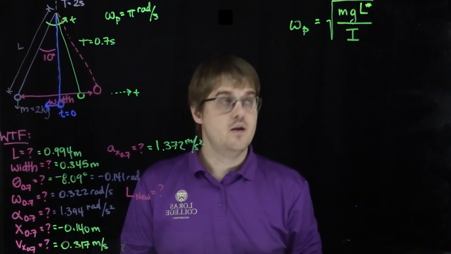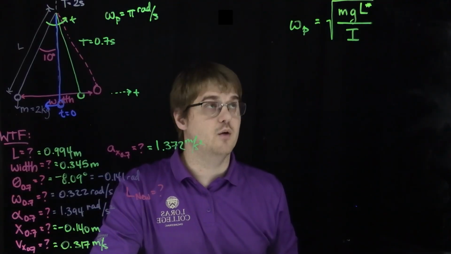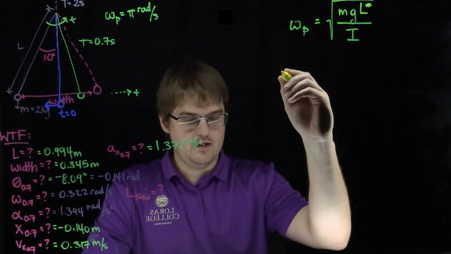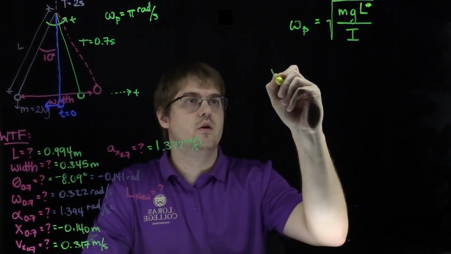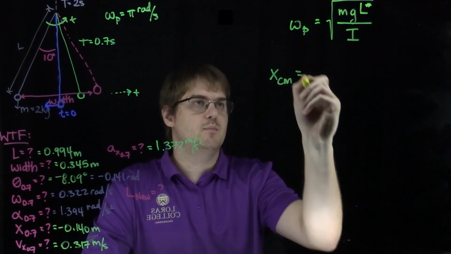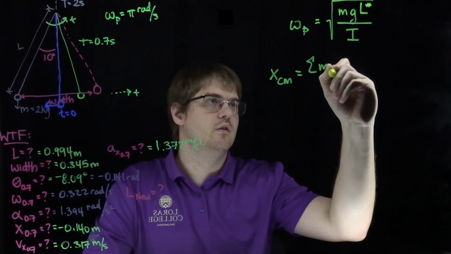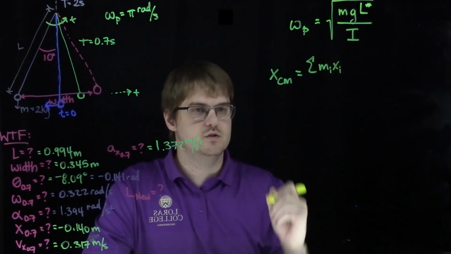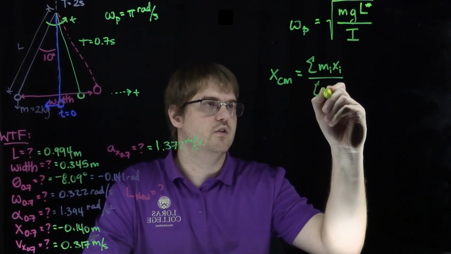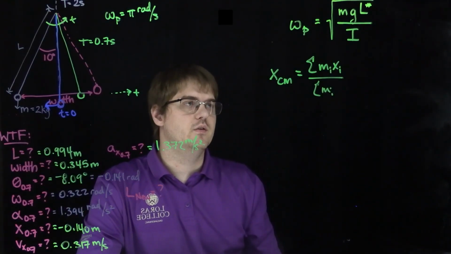Okay? Because that length is the length to the center of mass of my overall piece. So in order to find that, I need to figure out my distance to my center of mass. My distance to my center of mass is going to be the sum of all of my masses times all of the positions of masses divided by the sum of the individual masses. It's the average center of mass of the different pieces.